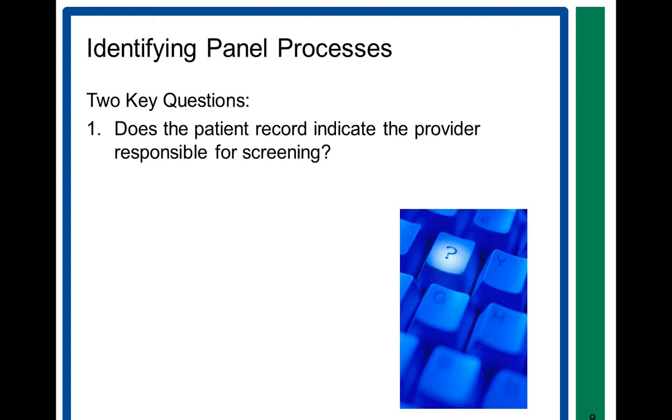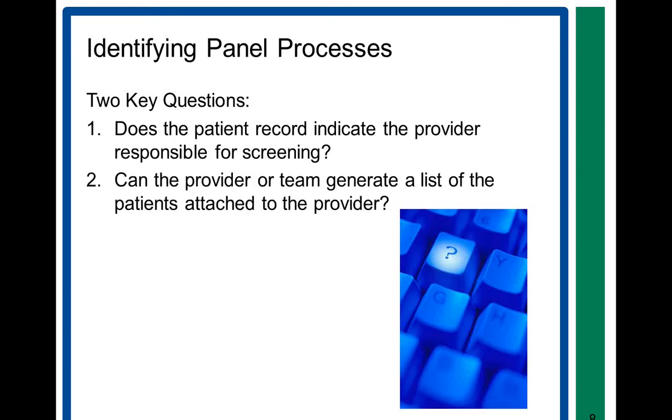So identifying panel processes. We have provided you with two key questions to ask your providers when you're going in at the initial stages to look at what processes might be in place in the clinics. And those key questions are, does the patient record indicate the provider responsible for screening, and can the team or provider generate a list of the patients who are attached to the provider?